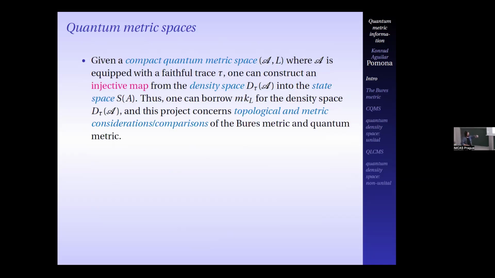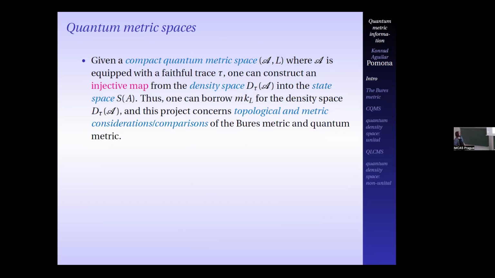So now we're introducing the idea that there's a way to embed the density space. Given a C-star algebra with a faithful trace that comes from a compact quantum metric space with some seminorm L, you can construct an injective map into the state space. As we saw in Ara's talk, this gives us a metric on the state space called the Monge-Kantorovich metric. With an injective map into a metric space, you can always borrow a metric. This is the process giving this new metric on the density space.